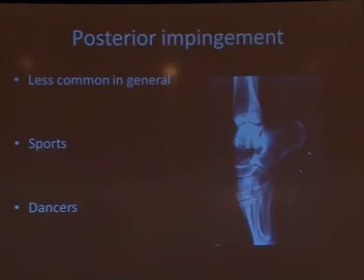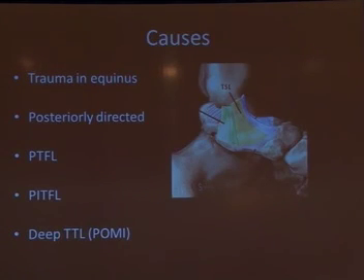What about posterior impingement? It's less common in the general population. It's probably much more common in jumping sports like basketball, and in dancers. It's particularly known to occur quite frequently in classical ballet dancers. I'm not sure as to whether it affects dancers in the Asian subcontinent. What are the causes for it?